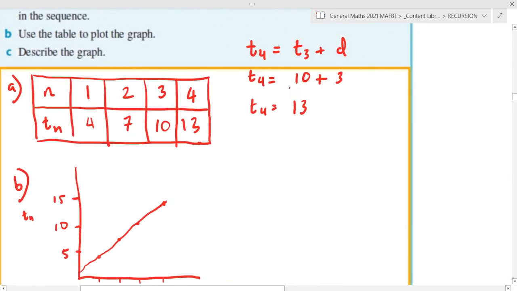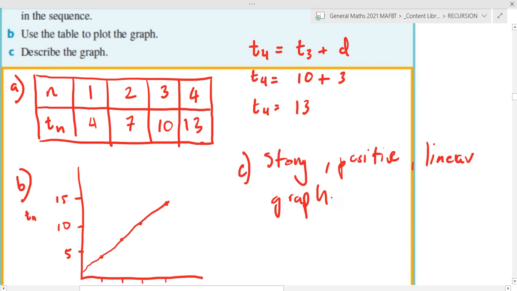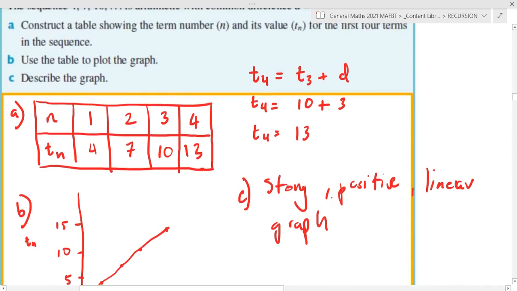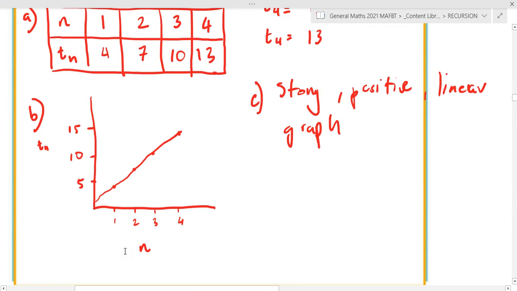Okay, and then in terms of describing the graph, you could use the three descriptors that we had: what's the strength, what's the form, what's the direction. The strength is strong, it's positive, linear. Because there's no context here, I'll just say it's a strong, positive, linear graph. If we're describing it, it's strong, it's positive, it's linear. You could say there is a strong, positive, linear association between n and tn.